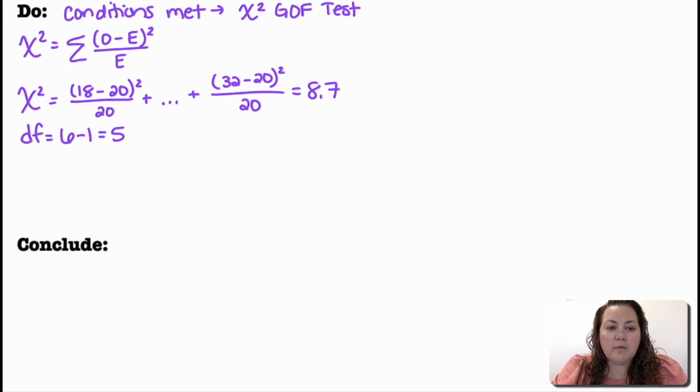Degrees of freedom is number of categories minus 1, so 5. My p-value is 0.1216. Okay, so I could do a chi-squared CDF, or I can put this all in my calculator.